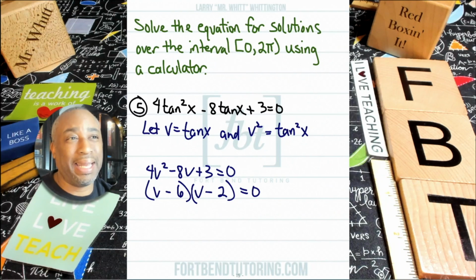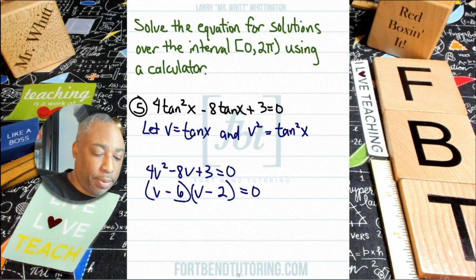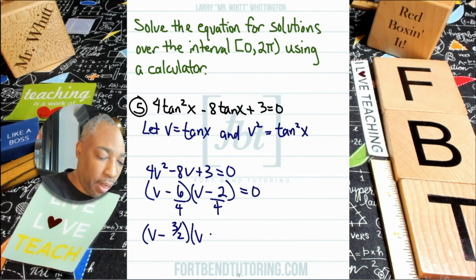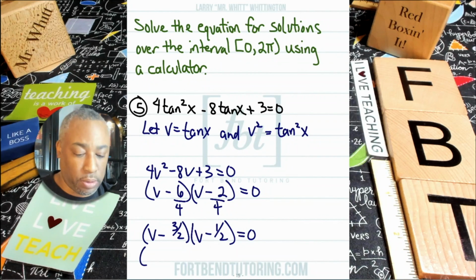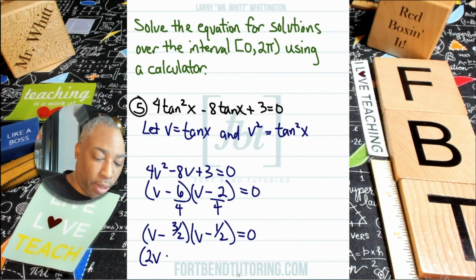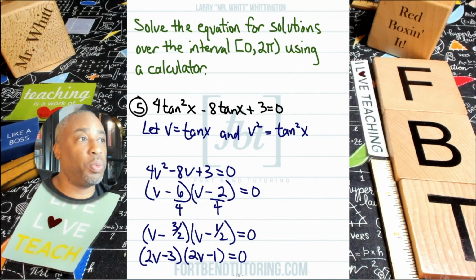And then because of that leading coefficient of 4, go ahead and divide both of these factors by 4 and then simplify. Simplifying, we'll have v minus 3 halves times v minus 1 half equals 0. And then if you want to complete the factorization, bring those denominators in front of the variable to end up with 2v minus 3 times 2v minus 1 equals 0. And this is what we have thus far. Let's go ahead and continue on to the next page.